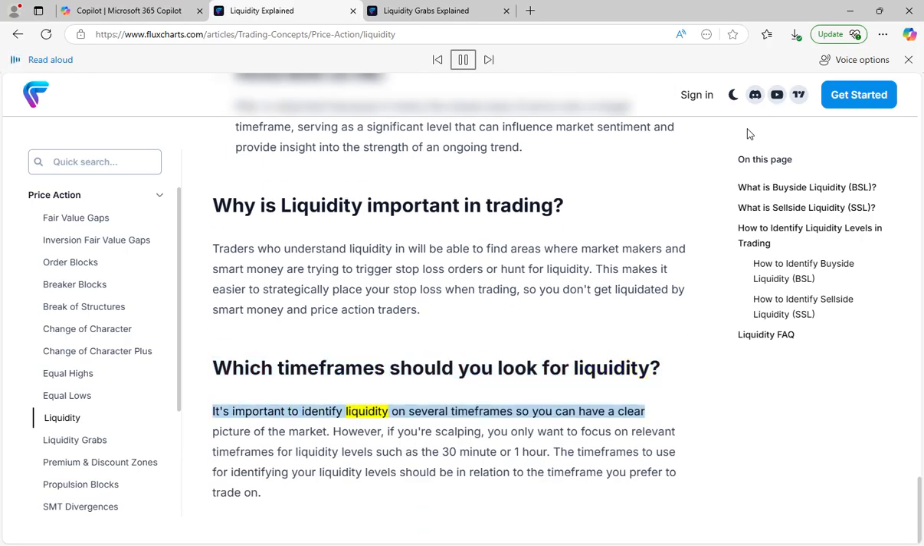Which time frames should you look for liquidity? It's important to identify liquidity on several time frames so you can have a clear picture of the market. However, if you're scalping, you only want to focus on relevant time frames for liquidity levels, such as the 30-minute or 1 hour. The time frames to use for identifying your liquidity levels should be in relation to the time frame you prefer to trade on.